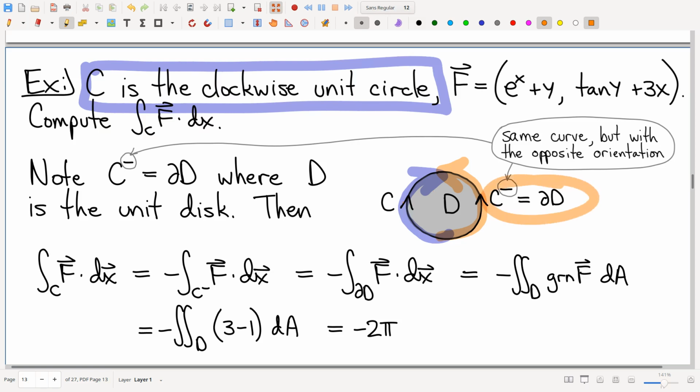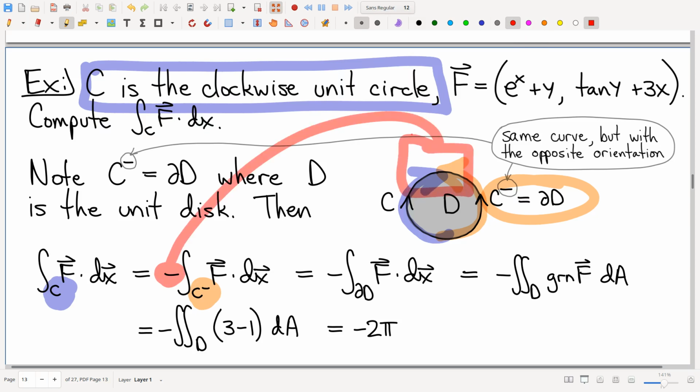Everybody see that? So the clever move here is to say, look, we've been asked about an integral around that curve. It's going to be the negative, right? Because the orientations are opposite. That's going to be the negative of the line integral around this other curve, and that other curve is a boundary. What do you think? Everybody all right?